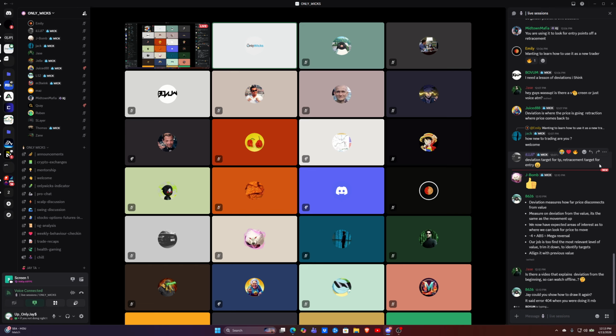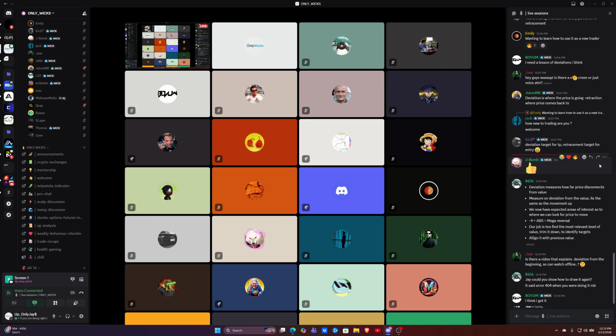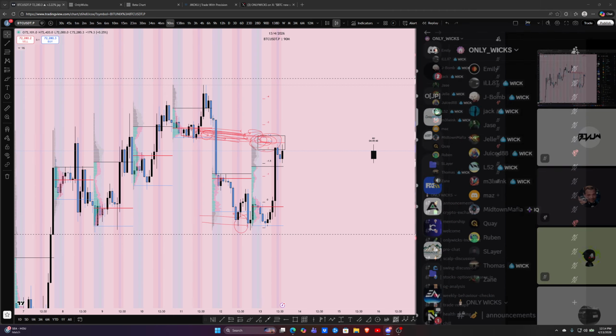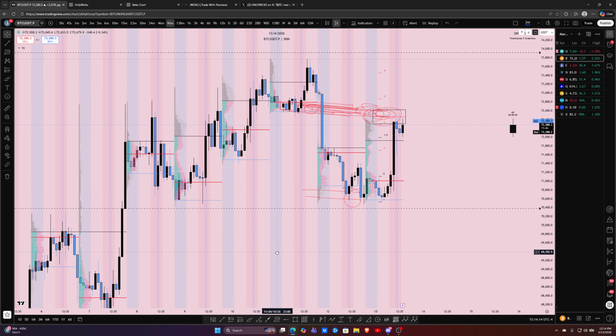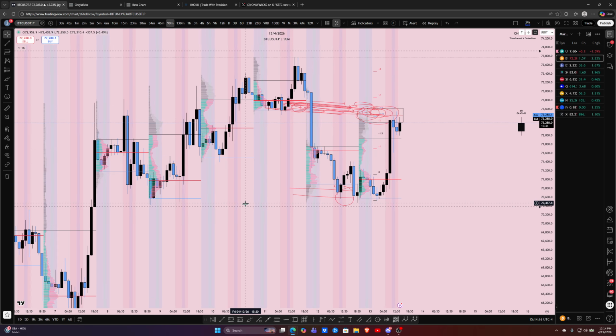Not just the deviation itself, right? Not just the deviation. Not random liquidation, right? It has to be according to the value. And I can show you guys more examples, right? Again, from this point, guys, what can you notice?